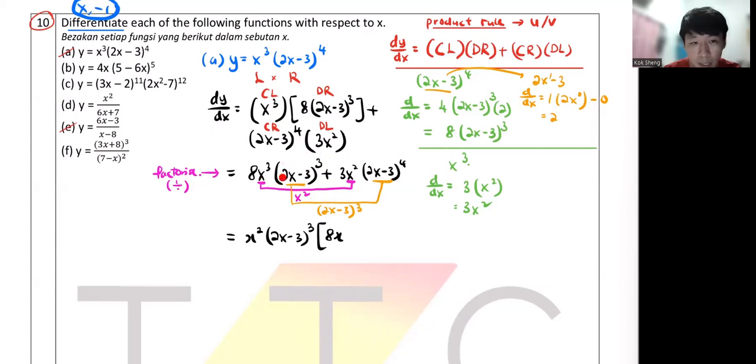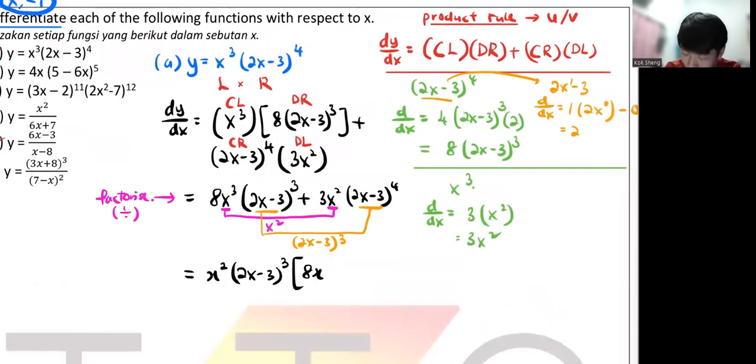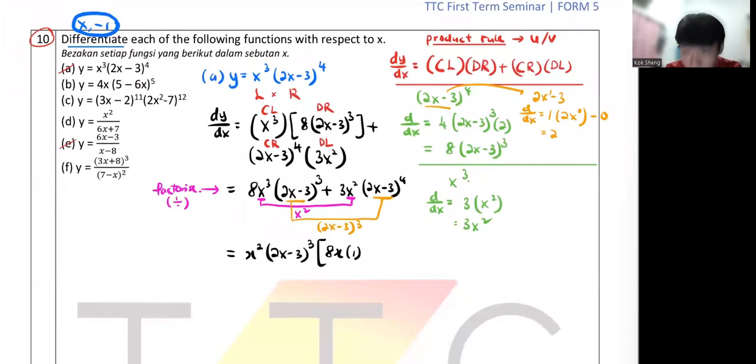And the next one, this bracket, we factorize everything, right? Power 3, power 3, so we have nothing left, we left just 1. Next one, positive 3x squared. We factorize the x squared just now, so we only left the positive 3 after we divide. And the last one, the bracket 2x minus 3 power 4, we factorize power 3. So we left one more bracket, 2x minus 3. So these are the things left out after we factorize.